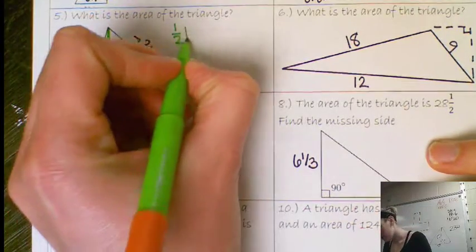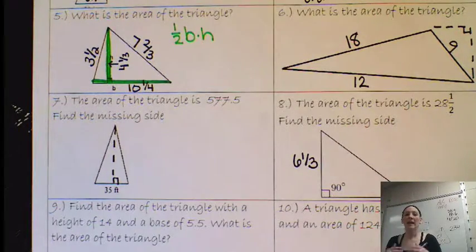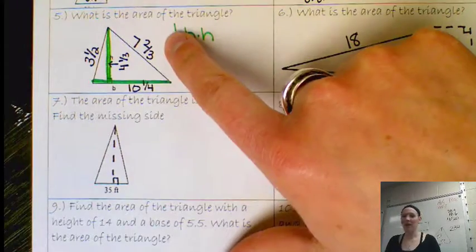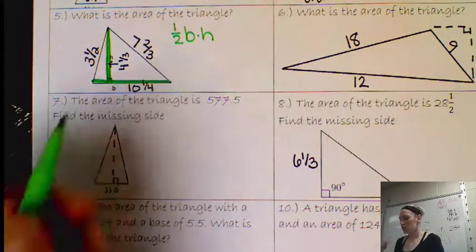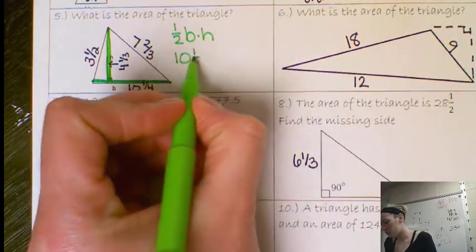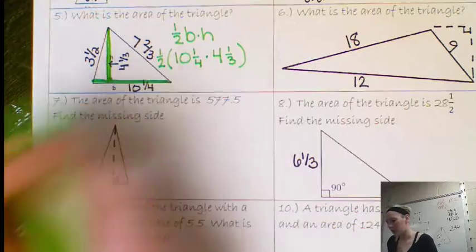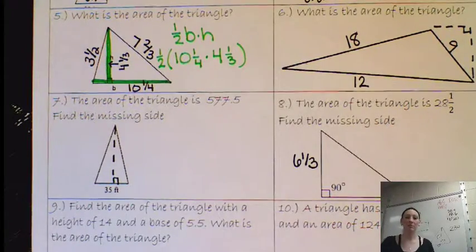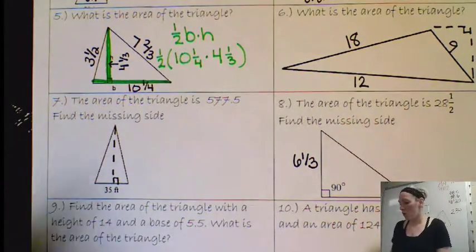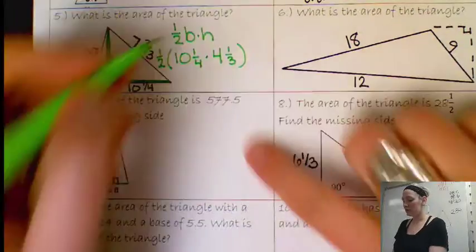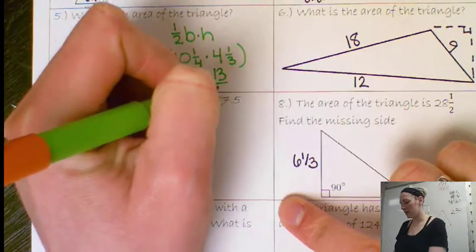All right, so now we're going to do half base times height. In the other ones, I was using different formulas, and I truly believe that this half base and height formula was made for when you do have fractions. So now I'm going to take 10 1/4 times 4 1/3, and this times half. If you remember, we cannot multiply fractions with a mixed number, so we need to rename these. So this is going to be 41/4 times 13/3.